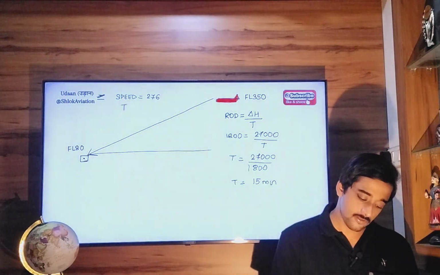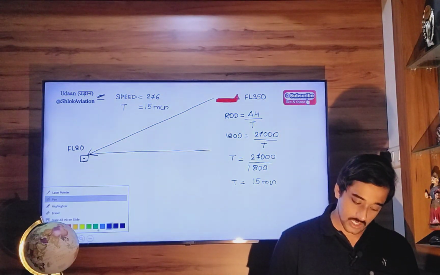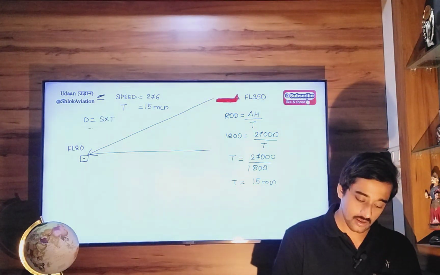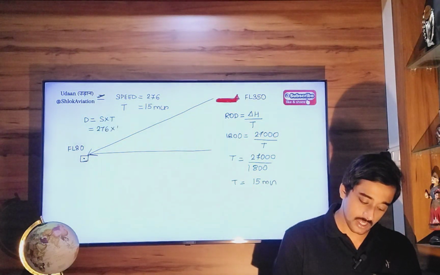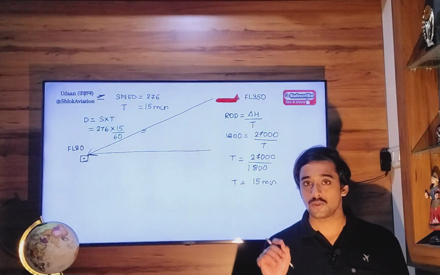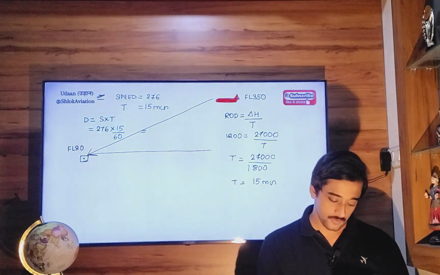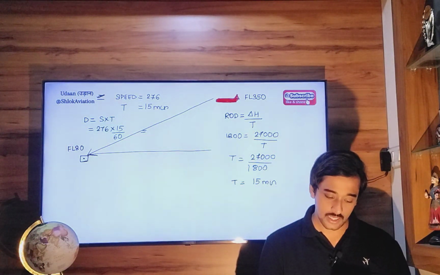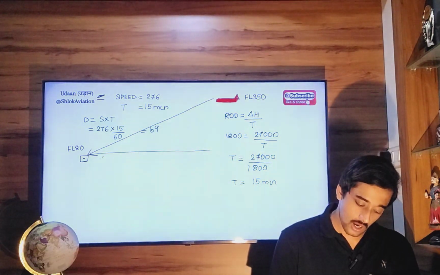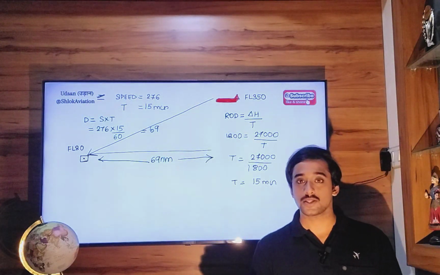Now time equals 15 minutes, speed equals 276 knots. So distance will be equal to speed into time, 276 into 15 divided by 60. Convert that minutes into hours because speed is in terms of knots. Knots is nothing but nautical miles per hour. So 276 into 15 divided by 60 is 69. So that means you are at a distance of 69 nautical miles from the DME station.